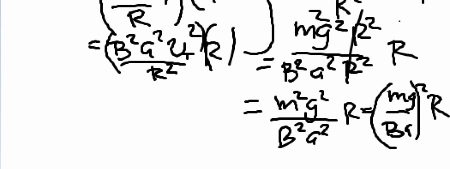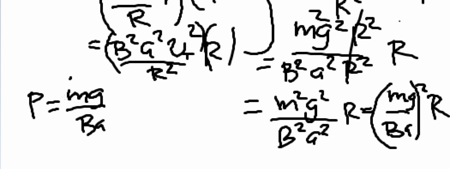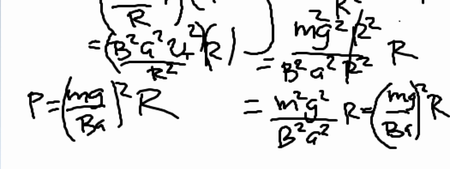That should be power, G over BA squared R. All right, that should be power. Let me look at the answer. Yes. All right, guys. This was painful.